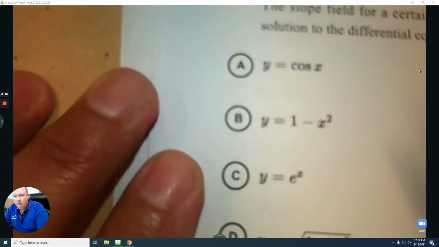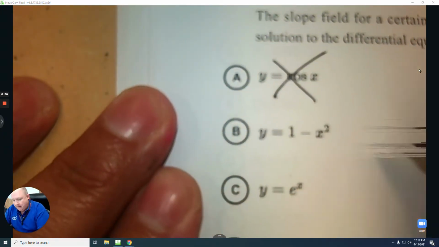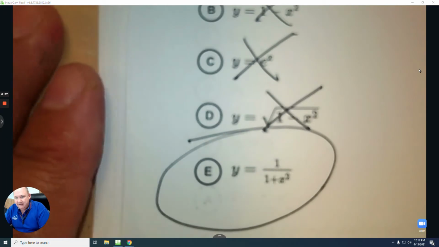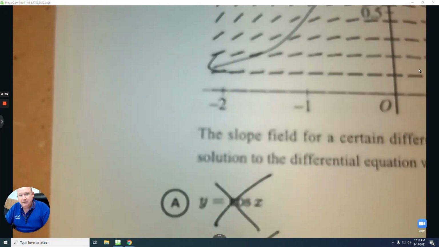So cosine is a wave. That's not a wave. Not a parabola, not an exponential, not a radical like this. And so the one that matches it is E. That's the picture.